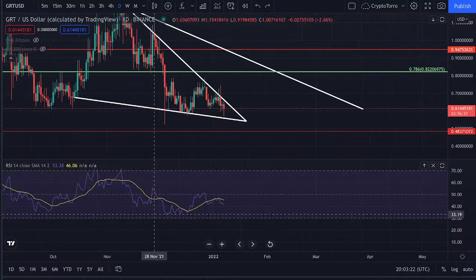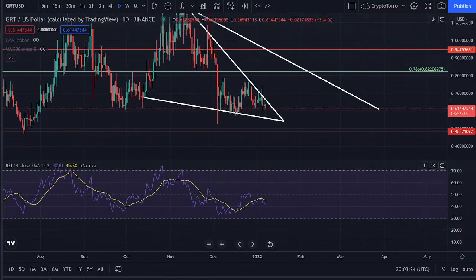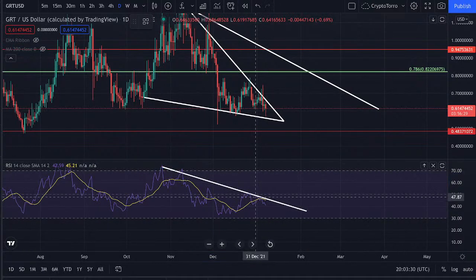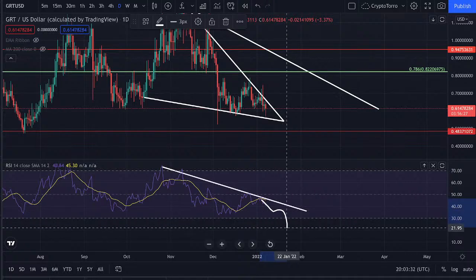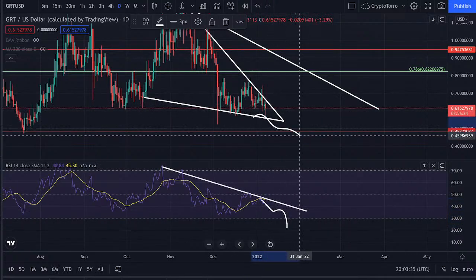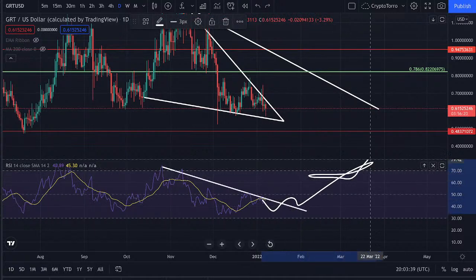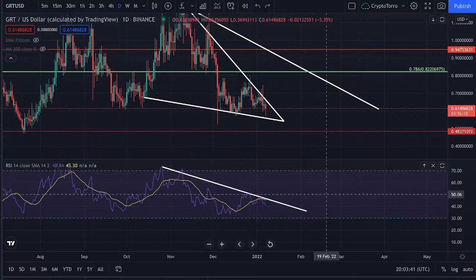And as well, if we take a look at the RSI, what you have to take into consideration is that we want to break out above this descending resistance. Otherwise, it is likely that we are going to see further decline in strength and as well further decline in price action. If we break out above this descending resistance, we could see momentum towards the upside taking place. So that is something important to me.